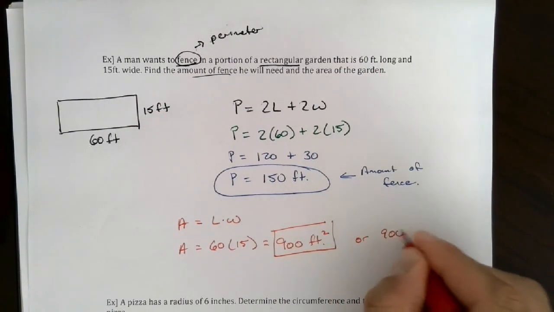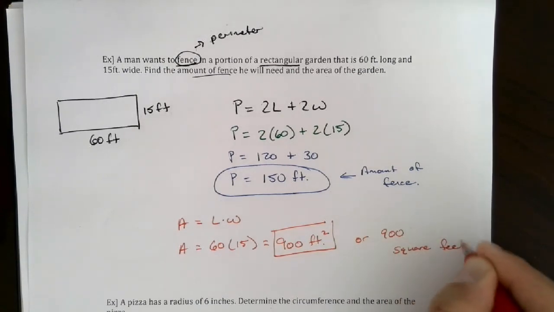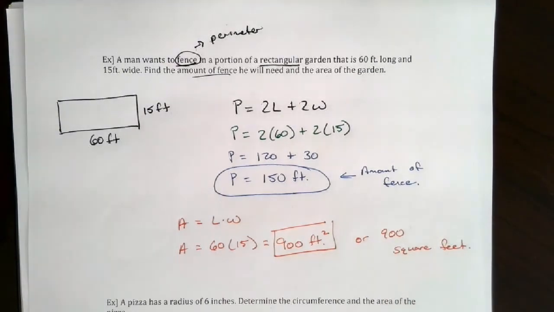Or you could say 900 square feet. Those mean the same thing. But make sure that you do have the correct units. They are worth points, so you've got to make sure you have the correct units on these problems.